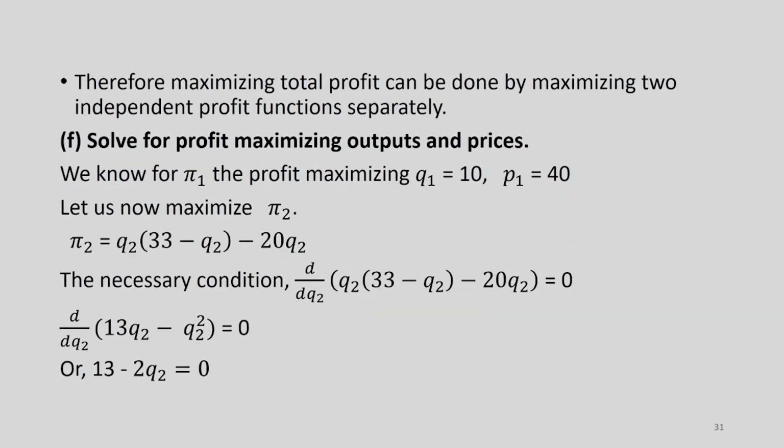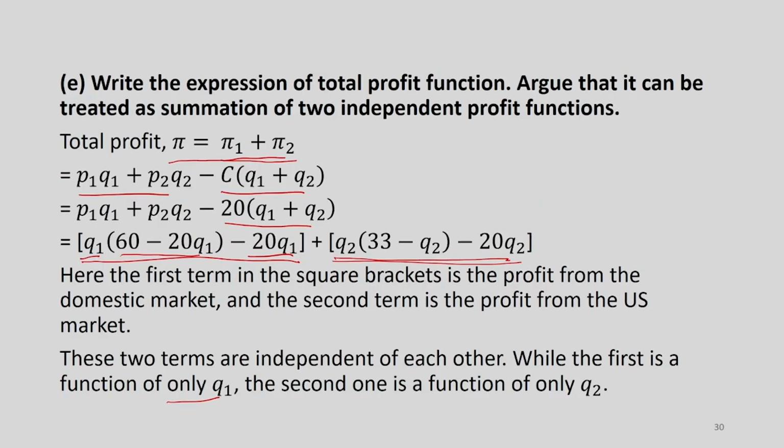There is something called maximizing a function which has multiple variables. Here it is actually a function which has multiple independent variables Q1 and Q2. But the fun part of this profit function is that it can be seen as composed of two independent functions. Each function has only one independent variable, and therefore I can optimize these two functions separately. I can do that because I know how to maximize a function with a single variable, and that will give me the solution.